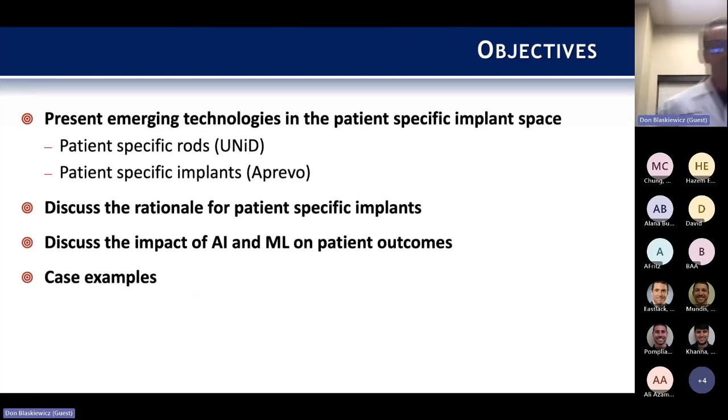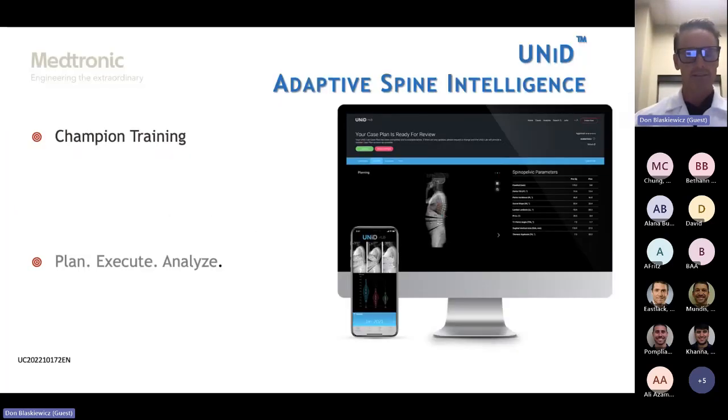So I want to present emerging technologies in the patient-specific implant space, specifically today, UNiD rods and Aprevo, both of which I've incorporated in my practice, discuss the rationale for patient-specific implants, discuss the impact of AI and machine learning on patient outcomes, and give a few case examples as I've incorporated these into my practice.